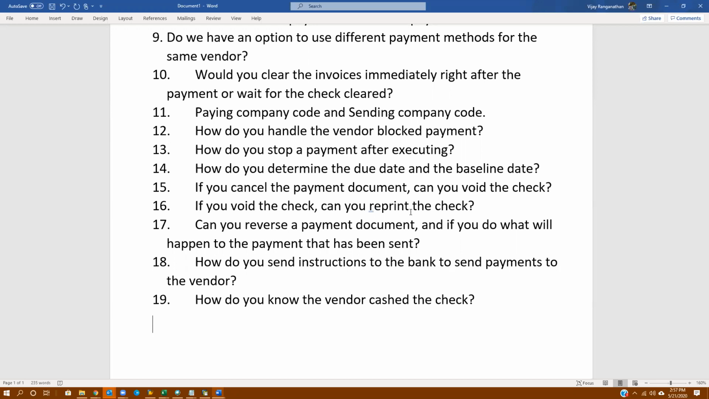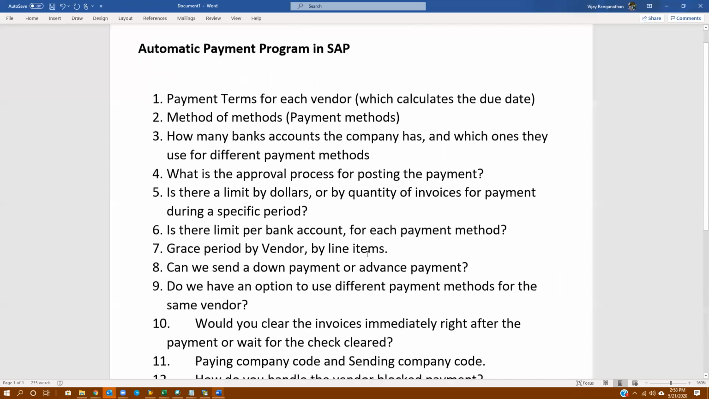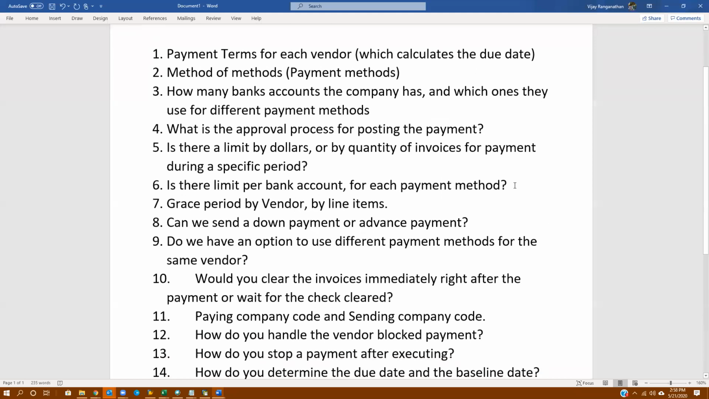Right. Okay, great. So this is all the payment program step-by-step configuration that you will see in SAP, everything that we discussed. Now, when you go into SAP, we didn't talk about the currency here. Somebody said currency. We can add the currency here. So what is the limit per bank account for each payment method per currency?